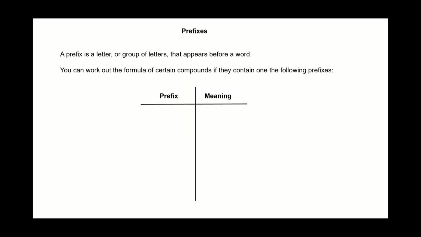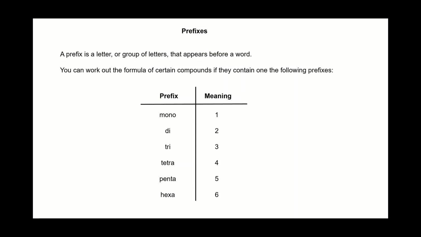In this video, we will explore chemical formula involving prefixes. A prefix is a letter or group of letters that appear before a word. You can work out the formula of certain compounds if they contain one of the following prefixes. Mono means 1, di 2, tri 3, tetra 4, penta 5, and hexa 6. In chemistry, we do not normally need to consider more than 6.